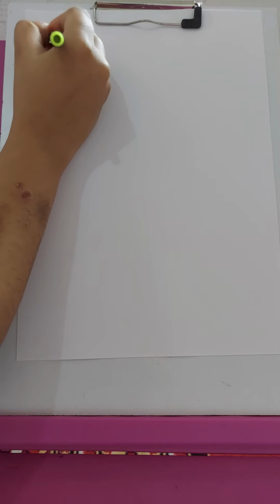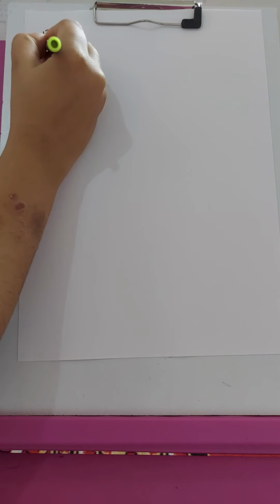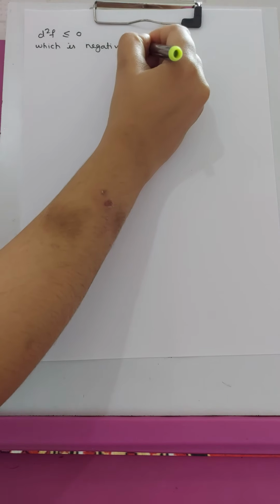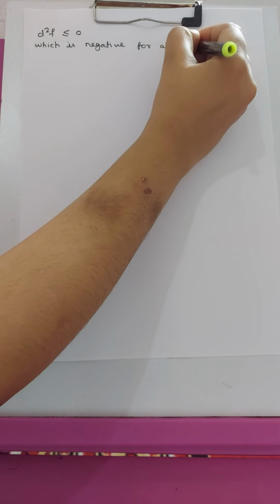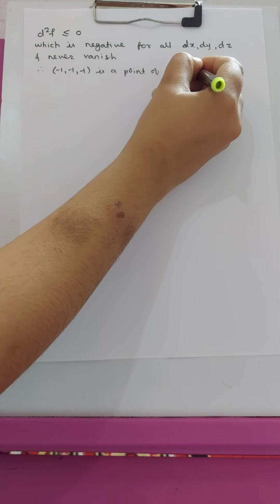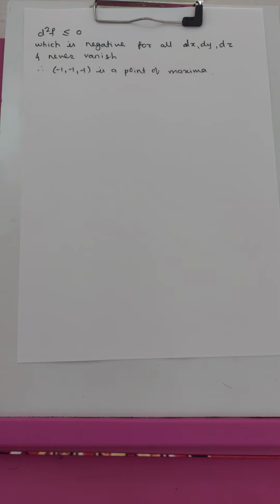So as d2f is less than or equal to 0, which is negative for all dx, dy, dz, and it never vanishes, therefore (−1, −1, −1) is a point of maxima. So we have proved that (1, 1, 1) is a point of minima and (−1, −1, −1) is a point of maxima. So here we have completed unit number 5 of the paper Real Analysis. Thank you.